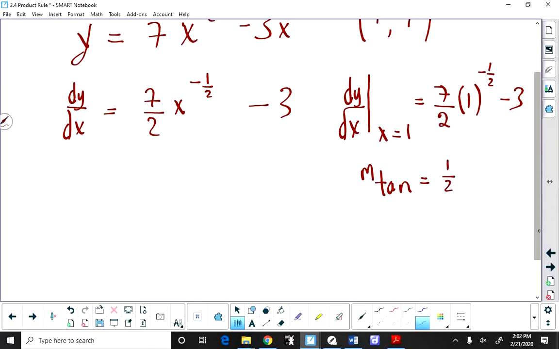And now we can go y minus y1, which was 4. It was 1 comma 4. Equals the slope of 1 half, which we figured out, times x minus the x coordinate.